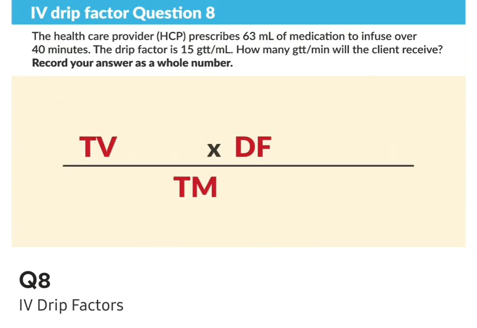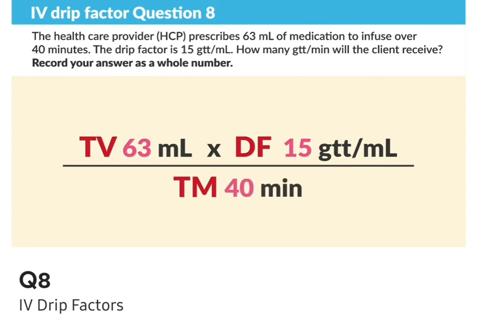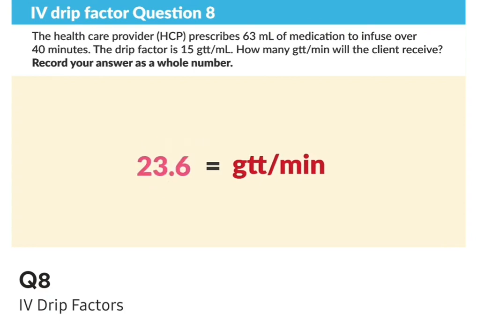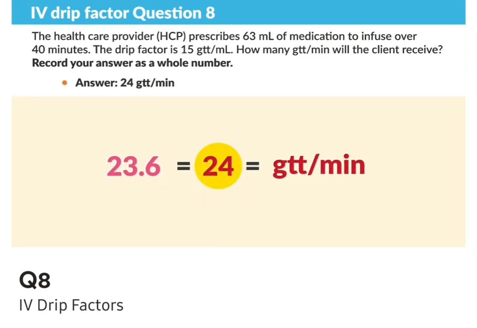So for total volume, that is 63 mLs, right? And then for the drips, that is 15. Now, it's not 1 hour anymore for time. It's 40 minutes because the question told you it was 40 minutes, right? Okay, now let's multiply across. 63 times 15 is 945. Over 40, using simple division, we're getting 23.6. And then we have to round up because we can't give a portion of a drop. So the correct answer here is 24 drops per minute.